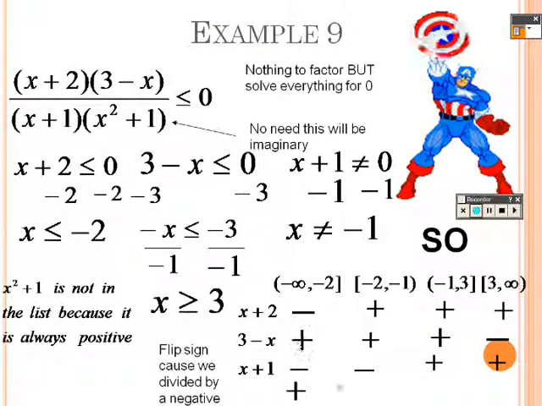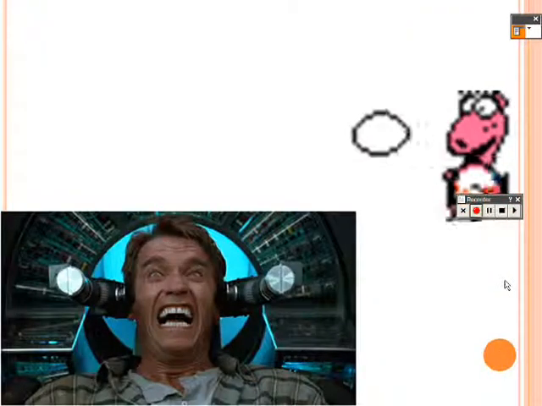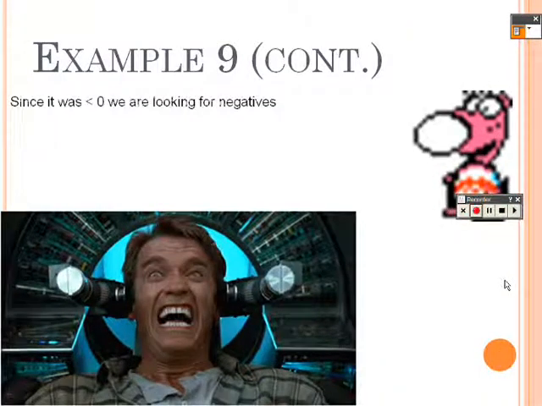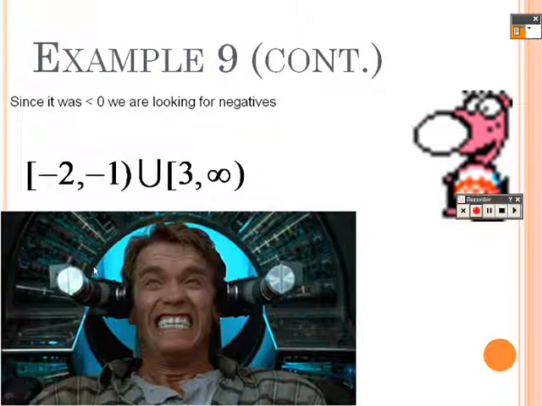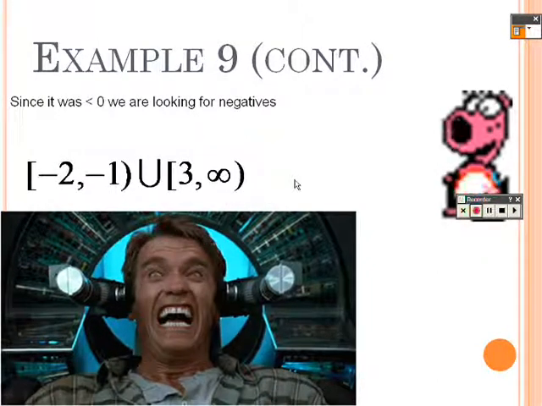So 2 negatives makes a positive. 1 negative makes a negative. It's positive, that's negative. So I want to know, where is it negative? Where is it less than 0? So right here and right here is where it's less than 0. So in between -2 and -1. So where is it less than 0: -2, -1, and 3 to infinity.